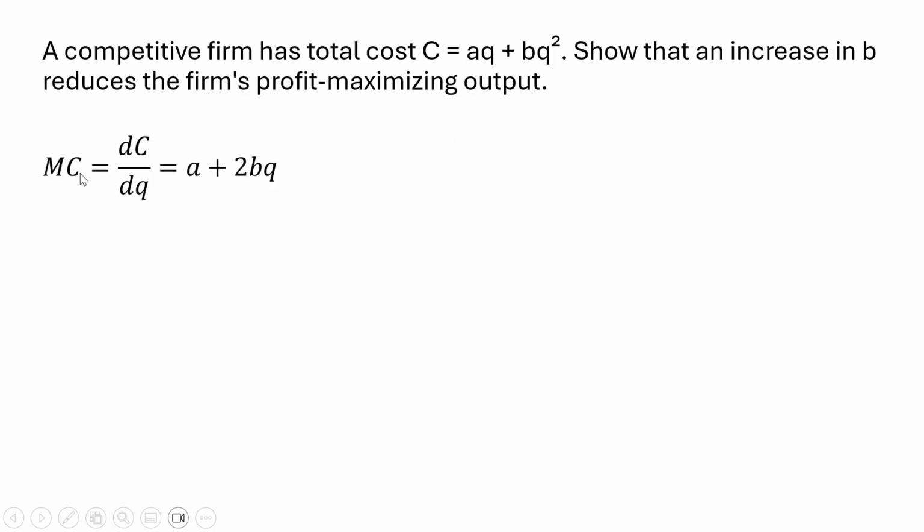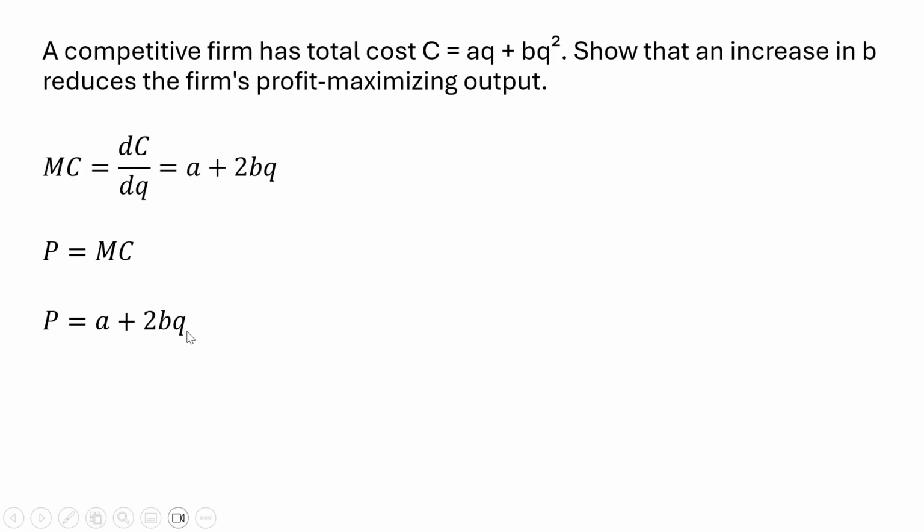We begin by taking the derivative of the cost equation with respect to output. So the derivative of AQ is A, and the derivative of BQ squared is just 2BQ. For a perfectly competitive firm, it maximizes profit by taking the price and setting it equal to marginal cost, a perfectly competitive firm being a price taker. So we'll take P and set it equal to our marginal cost equation.